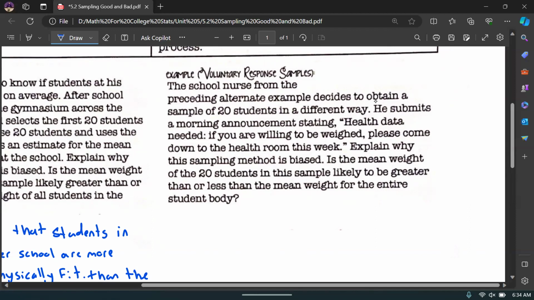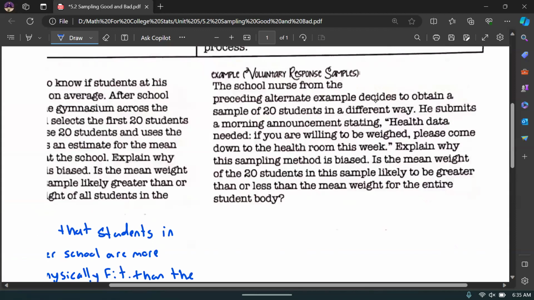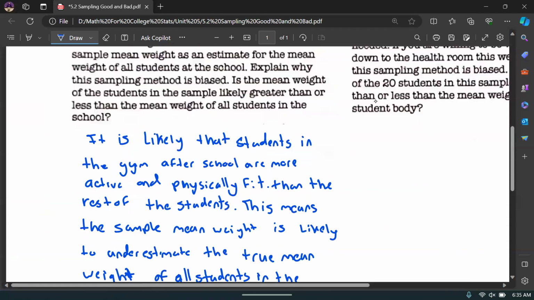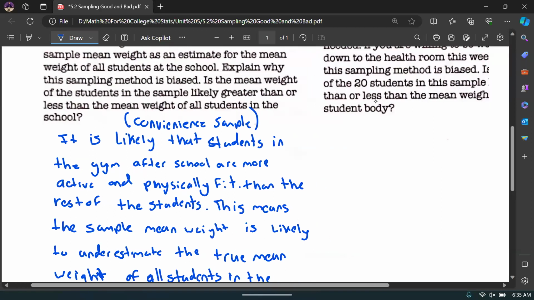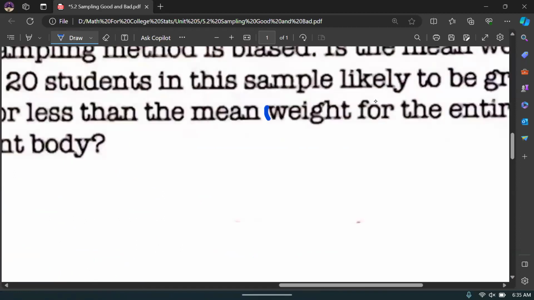So again, this one goes to a voluntary response type of sampling, right? By the way, we didn't really mention it, but we should have: the previous one was a convenience sample. I don't know if you caught on to that. I don't know how to spell convenience all the time; sometimes I get it right, sometimes wrong. The last one was a convenience sample because he just went to the gym right across the hall and took the first 20 students he saw. This one, though, is a voluntary response sample.